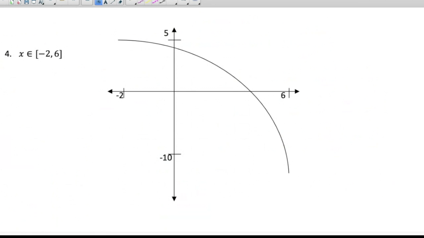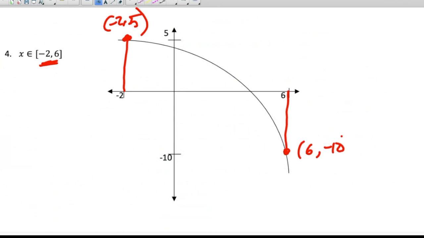Because you might get something that looks like this, and they'll say, these are your x values. Well, let's see. At negative 2, our point is here. So we're at negative 2, 5. And then at 6, the point is here. So it's 6, negative 10. Now let's find the slope. That's it.